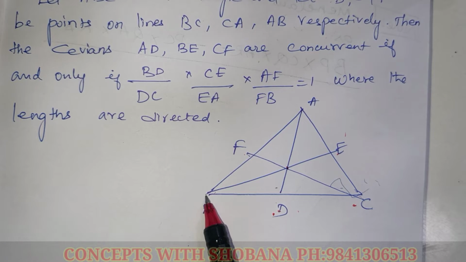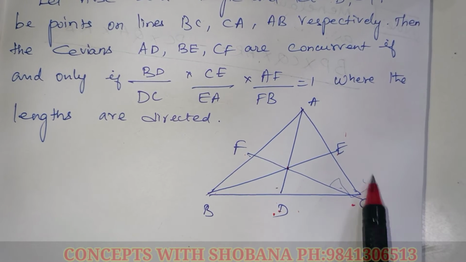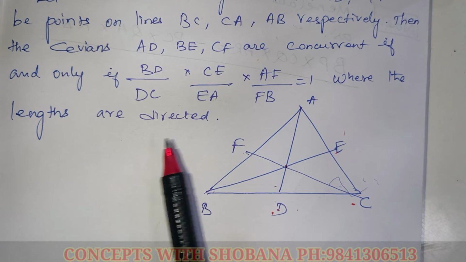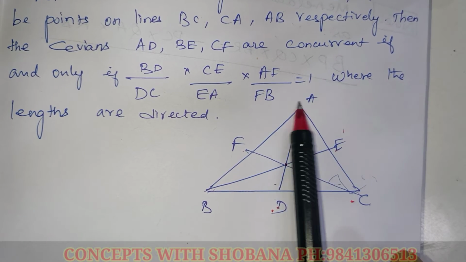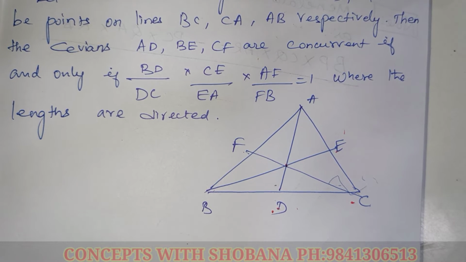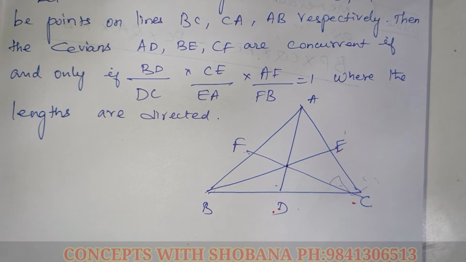Look clockwise, and come back anti clockwise. BD by CD, CE by EA, AF by FB is equal to 1, where the lengths are directed. This is the direction, it comes like this. So the lengths are directed. Very easy. See, when you want to mug up also, please try to understand the theorem and then mug up.